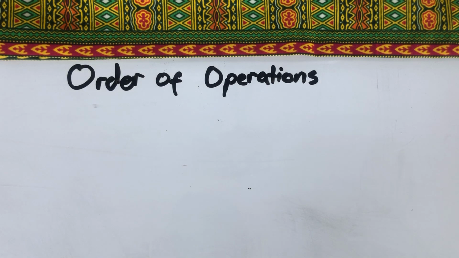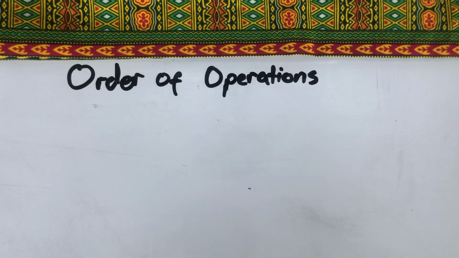Now, in this lesson, we're going to be talking about three things: what the order is, how to carry out the order, and lastly, why we carry out the order of operations. Then after those three, we're going to look at some examples. Okay, so let's get right into it.